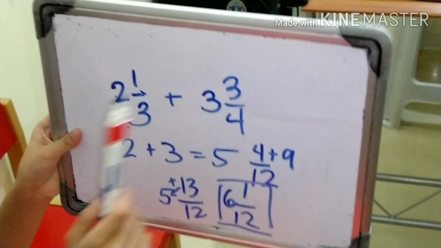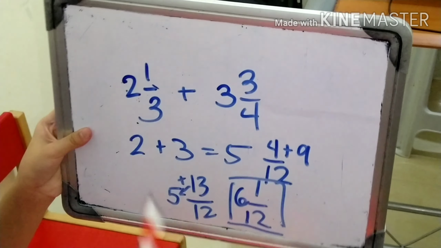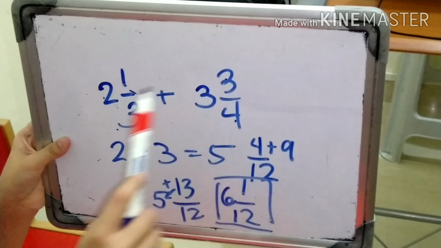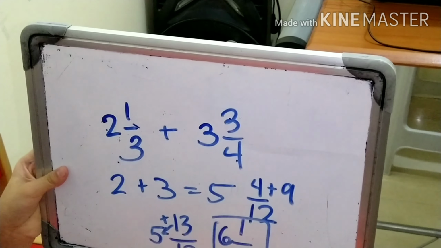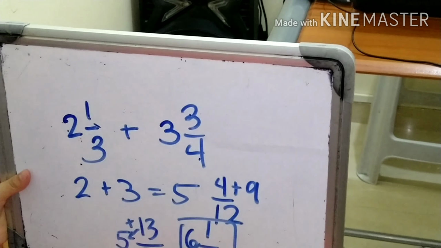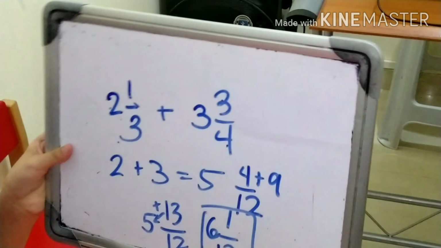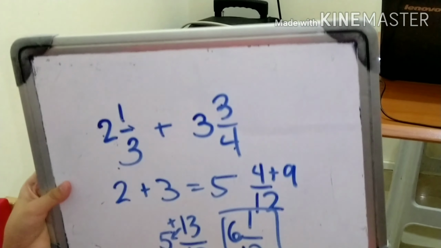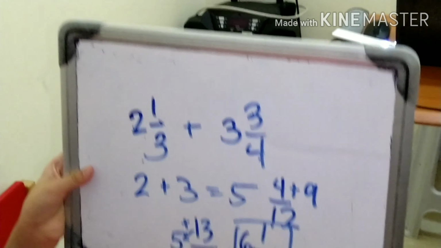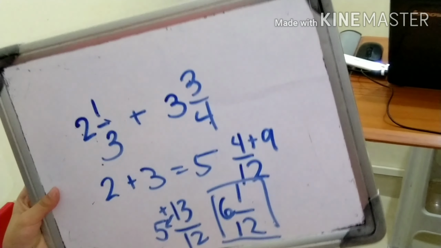Then, I cross-multiplied both of them. So, cross-multiply how? 1 times 4 and 3 times 3. So, 1 times 4 is how many? 4. Then, 3 times 3? 9. So, 4 plus 9 is 13. What happened to the denominator? What is the denominator? 12. Okay, so then, what is your final answer? 6 and 1 over 12.